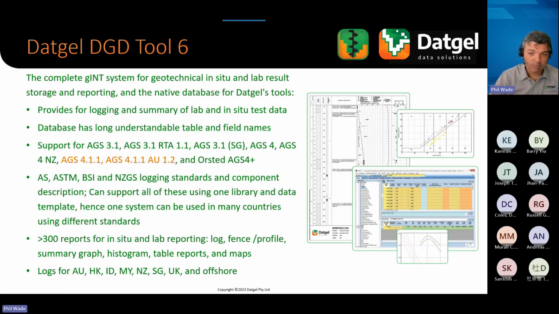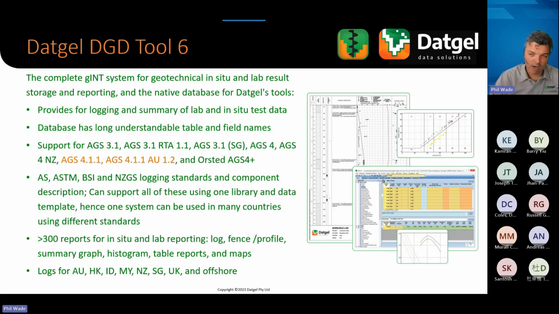So the Datgel DGD tool is our main product. It's the one that primarily supports AGS format. This is the complete database of all the Datgel tools in one thing. Not all the tools, but the database. And you can enter and store data for all these different types of things. But in the sense of calculations and reports, it's designed to produce borehole logs and test pit logs and DCP logs and simple well diagrams and simple cross sections.